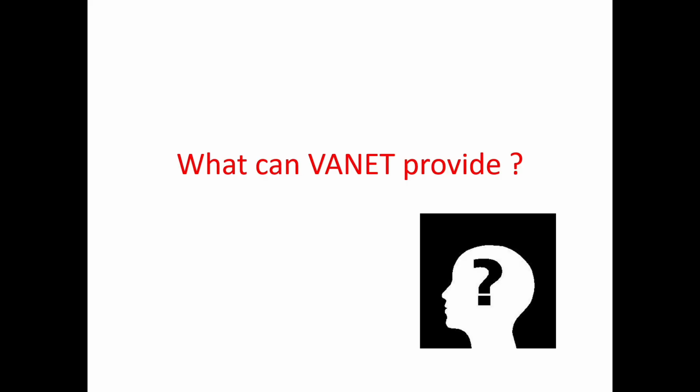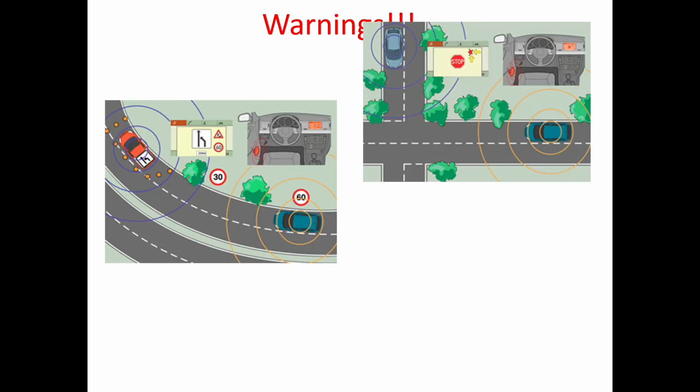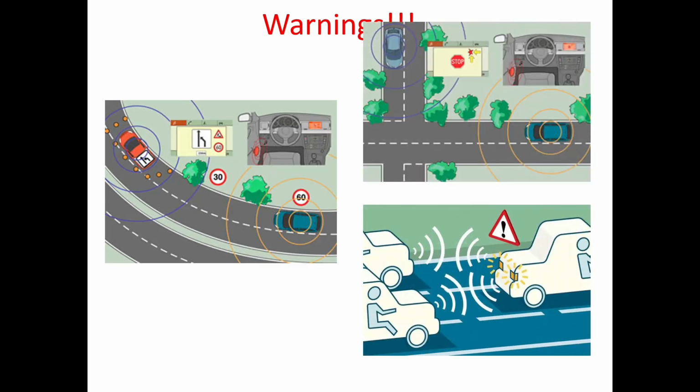What can VANET provide? Warnings, like how the data will be warned, which means how it sends the warning signals. For example, on the roadsides, if one or more vehicles collide or have accidents, the warning signs can be alarmed due to the vehicular ad hoc networks.